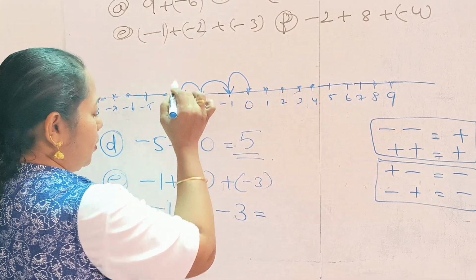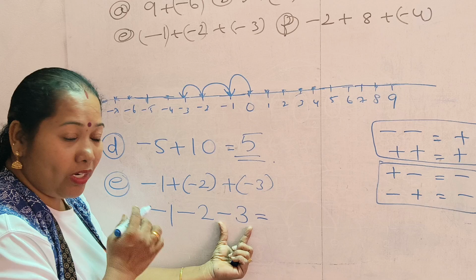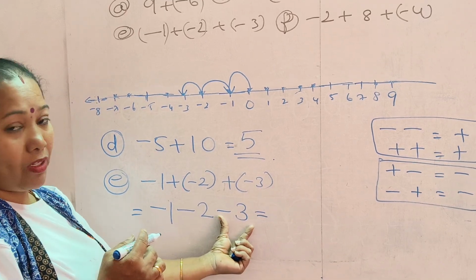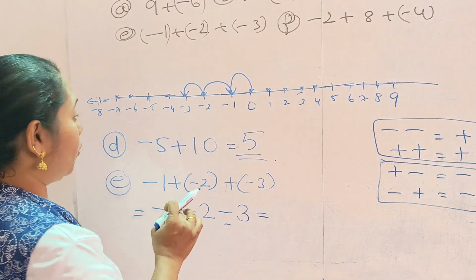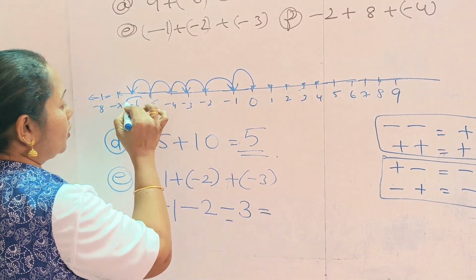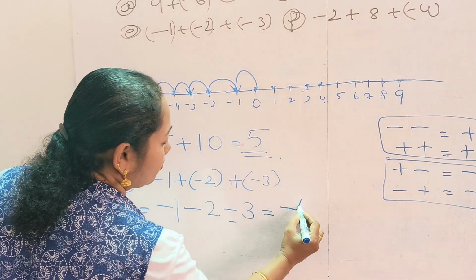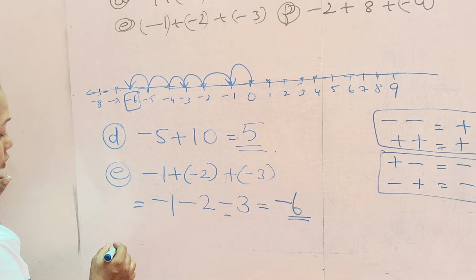1, 2. Now from here again we have to go to the left, 3 times to the left side, 3 numbers. Since it is minus, we have to go towards the left side only 3 times. So 1, 2, 3. So we got the answer as minus 6. Answer is minus 6. Now next question.